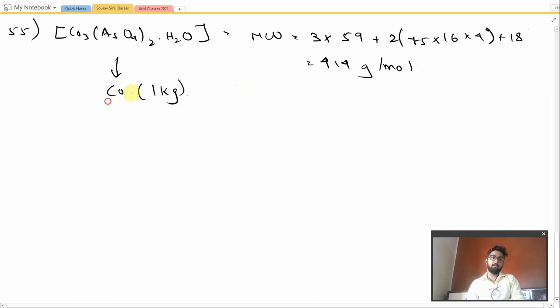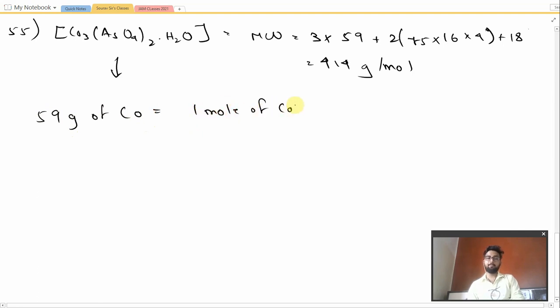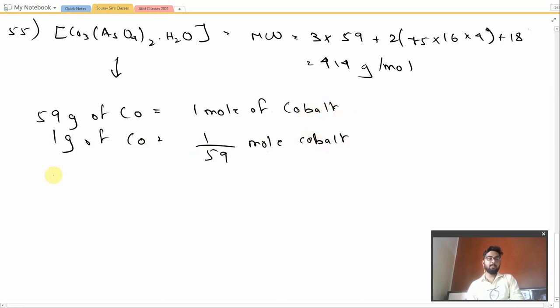Now we need to obtain pure cobalt from the system, that is 1 kg. 1 mole of cobalt would have 59 grams. So 59 gram of cobalt would make 1 mole of cobalt, so 1 gram of cobalt would be 1 by 59 mole of cobalt. Then, since we are talking about 1 kg of cobalt, 1000 gram of cobalt would be equal to 1000 divided by 59 moles of cobalt.